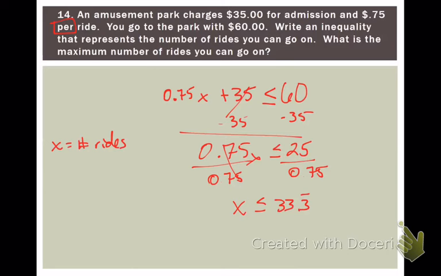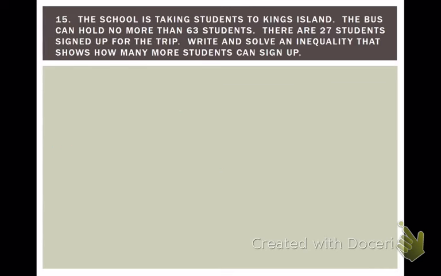So what does that mean? That means that I can ride no more than 33 rides, right? No more than 33 rides. Can't ride the 34th if you don't have enough money, right? But we can ride less than 33 rides. It's not a problem. All right? So just trying to figure out how to write inequalities for story problems.